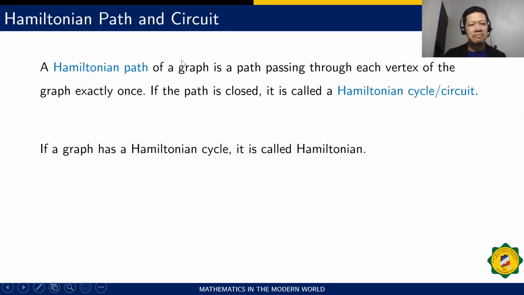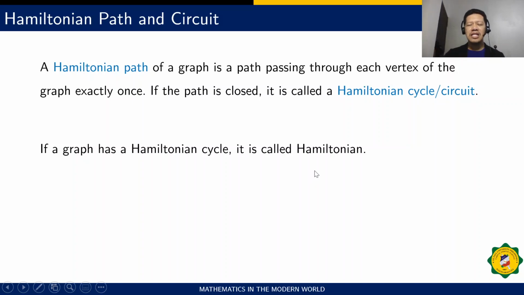So let's define the basic term, a Hamiltonian path and circuit. A Hamiltonian path of a graph is a path passing through its vertex of the graph exactly once. If the path is closed, it is called a Hamiltonian cycle or circuit. And if a graph has a Hamiltonian cycle, it is called Hamiltonian.